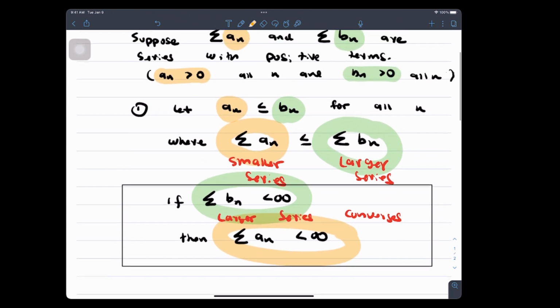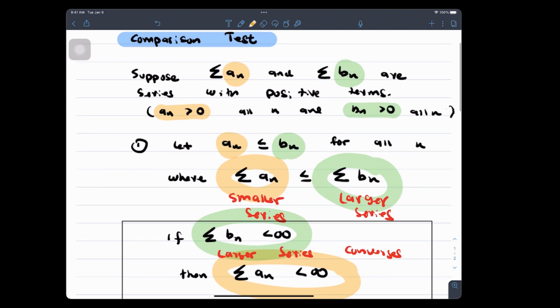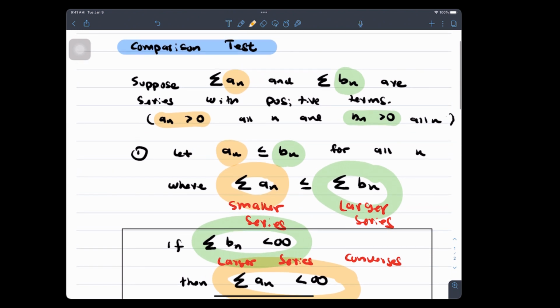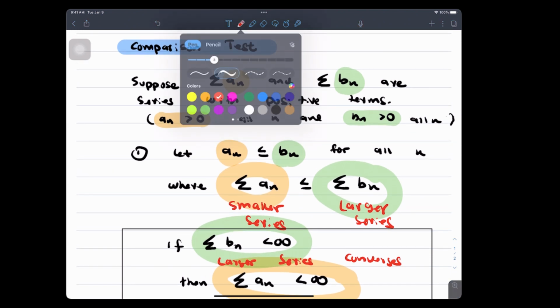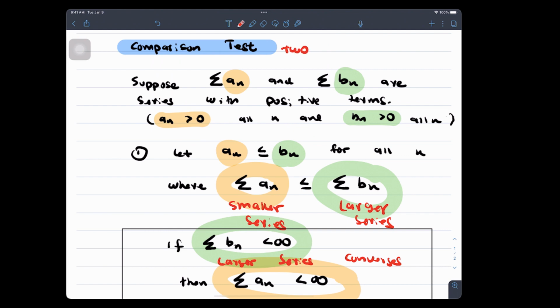No, they're not the same function. They're different series. So you have two series here. This is comparison. This is why you're comparing. Sum a_n is the first series, and sum b_n is the second series.